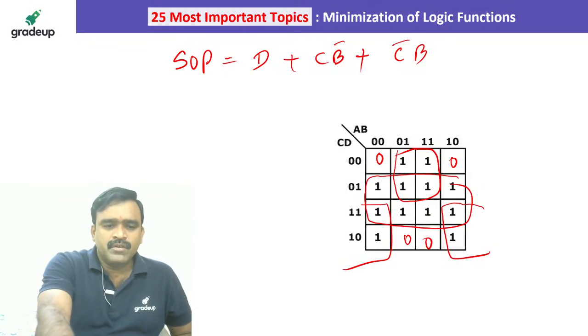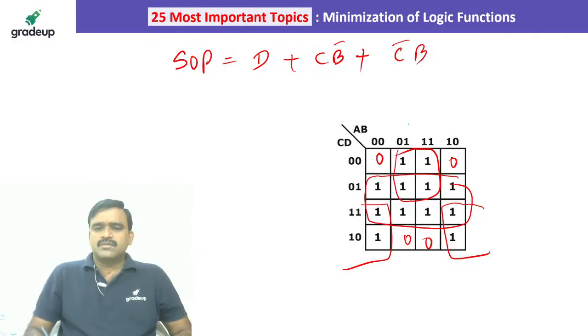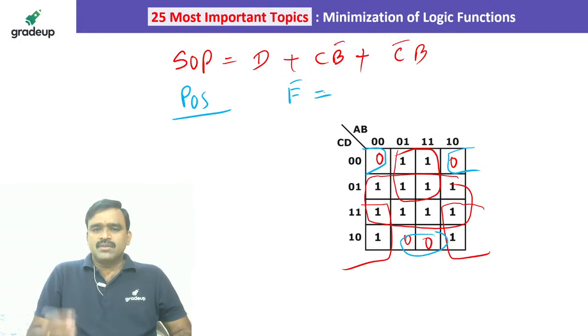For the POS form, we have to plot the zeros. So this 0 is adjacent, and these two zeros are adjacent here. So now we have to find the POS, no? For a POS, first you will get F dash when the zeros are plotted. So F dash is C bar D bar B bar plus the last two zeros, C D bar B.